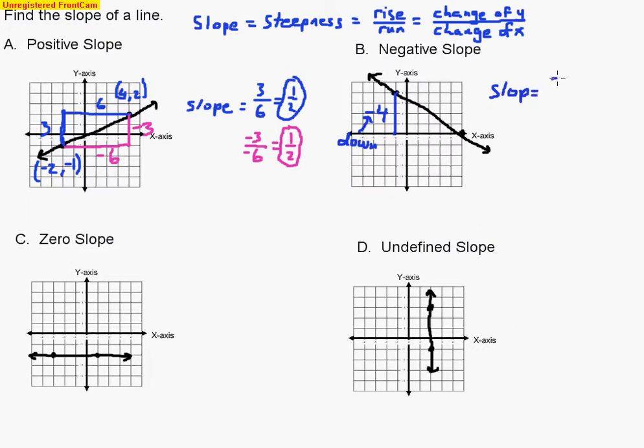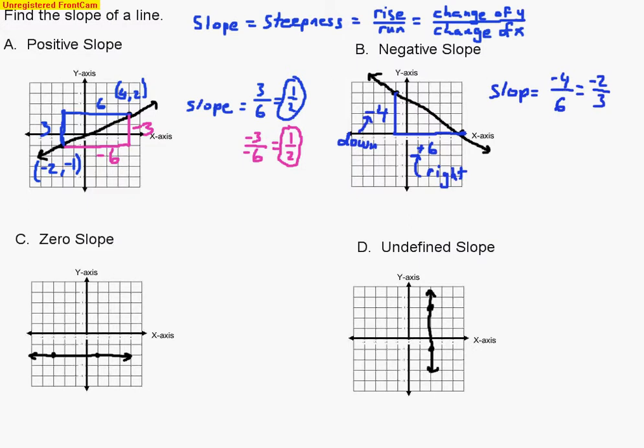So -4 over, now I got to count the spaces over. So I go over 1, 2, 3, 4, 5, 6. 6 spaces. Now I didn't go to the left, I went to the right, so that's a +6. And the reason it's positive is because I went to the right. And there it is, +6. So this is called a negative slope because we just have one negative. Just got to reduce the fraction. And it makes -2/3.